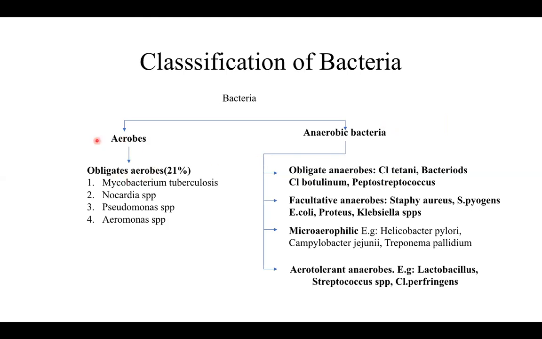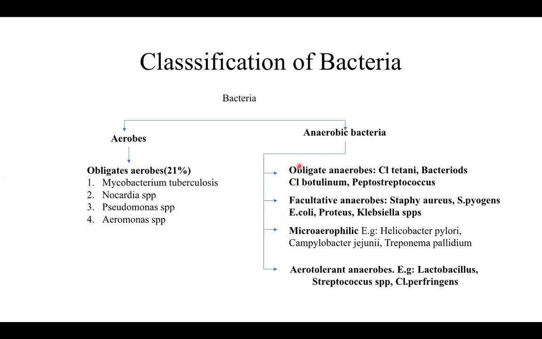Those bacteria which require a higher concentration of oxygen for their growth are known as obligate aerobes. Examples of obligate aerobes are Mycobacterium tuberculosis, Nocardia species, Pseudomonas, and Aeromonas. Anaerobic bacteria are those which require a lower concentration of oxygen, or do not require oxygen for their growth.